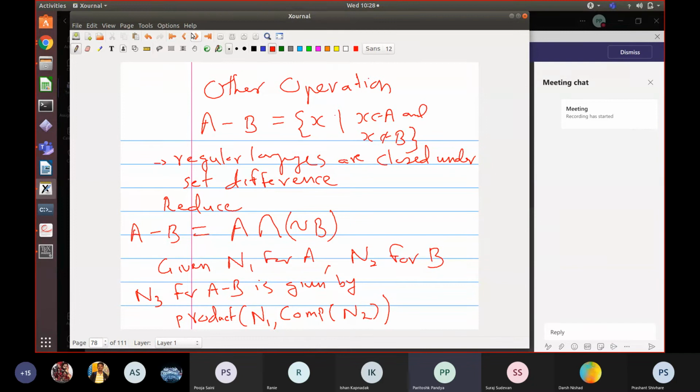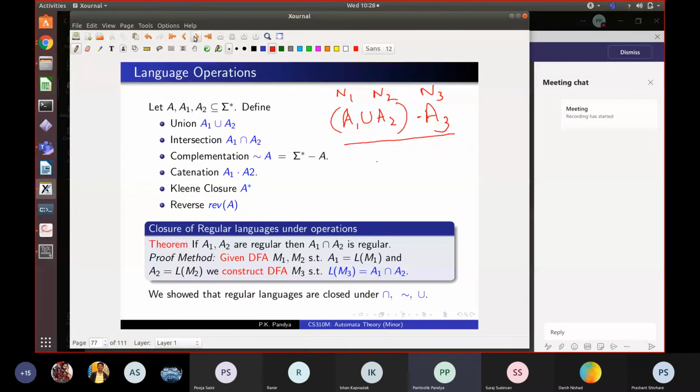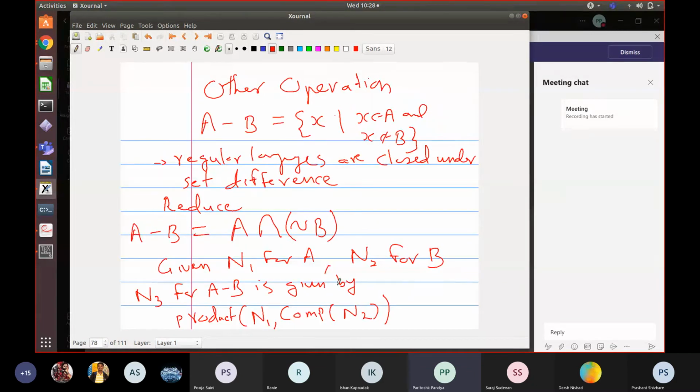So using these existing operations, we are able to show closure under many other operations. You just have to use identities like this. So you can show closure of regular languages under many other interesting operations, like this set difference. There is also an operation called prefix.